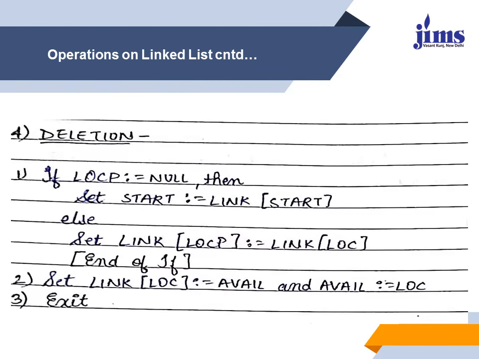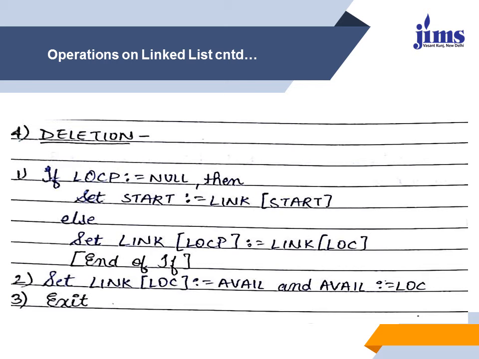Now, delete a particular node. So for deletion, I'll have to keep track. If I simply delete a node from any place, it will be deleted from my list. So if I want to keep track of my list further, I'll have to use another variable which is location of previous. So if LOCP denotes the location of the previous node, and if it is equal to null, then it means that I'm trying to delete the first node.